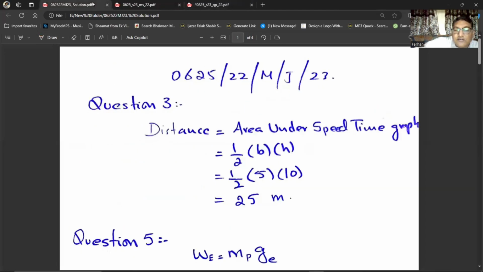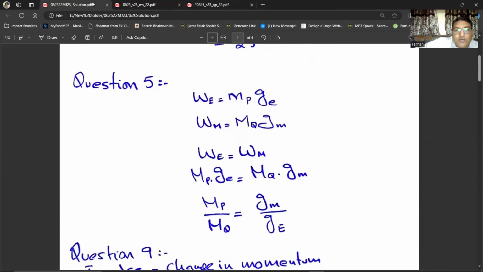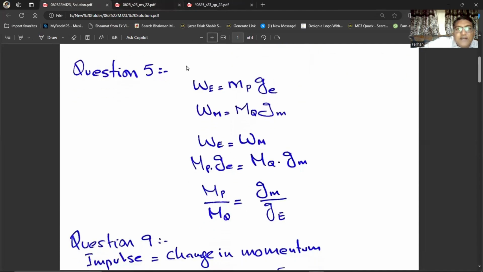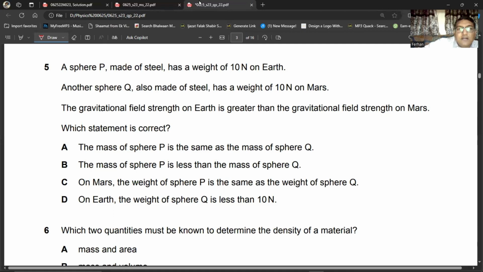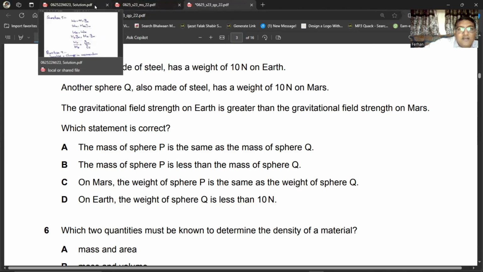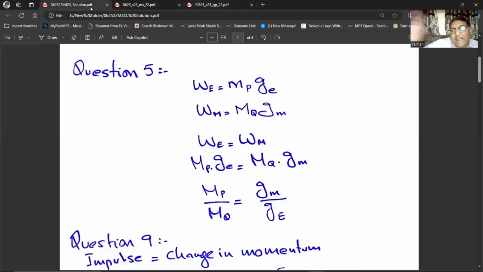We can calculate this. You see, the weight on the Earth is equal to the mass of P multiplied by the g on the Earth. Weight on Mars is the mass of the body Q and the g value on Mars. Both the bodies have the same weight. Both the bodies have 10 Newton weight. One has 10 Newton weight on Mars, the other has 10 Newton weight on Earth.